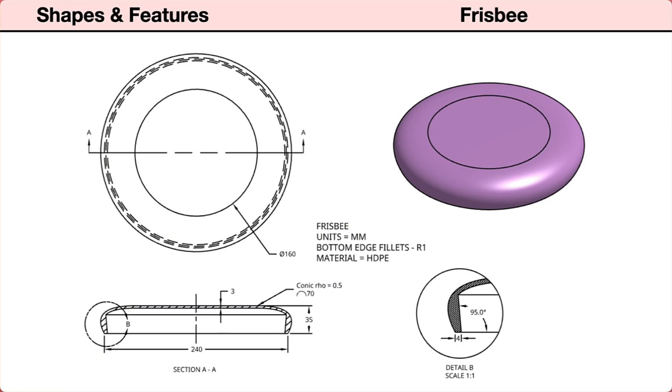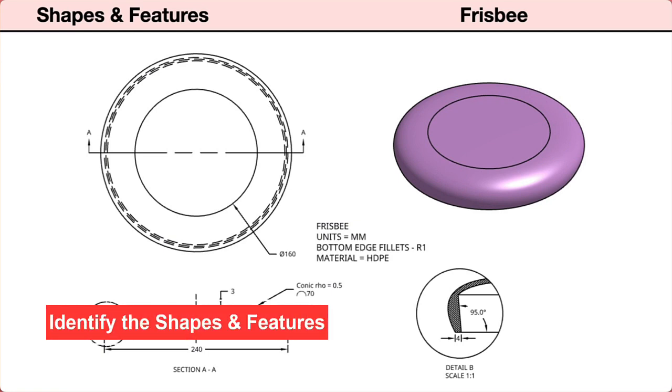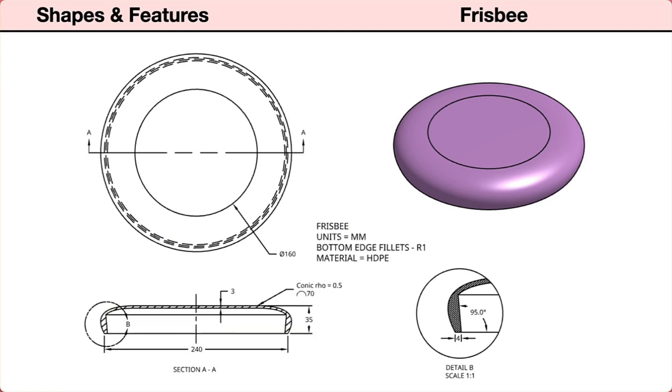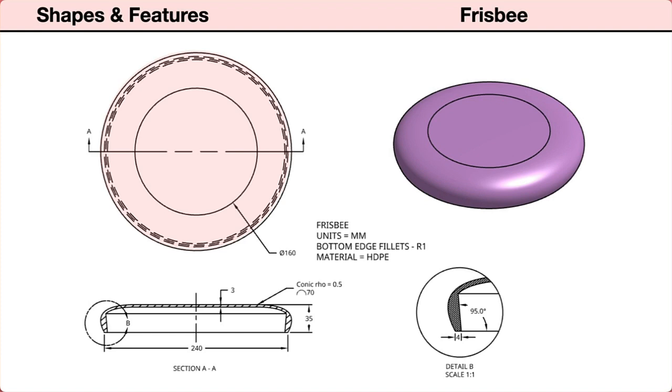When planning a parametric model, we first need to identify its basic shapes and included features. The top view shows the Frisbee has a circular shape. The central area is concentric and flat with a uniform thickness. The front section and detail view shows the outer portion as curved but not uniform in thickness. The bottom edges are rounded, forming small fillets.